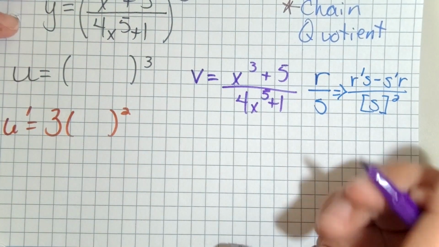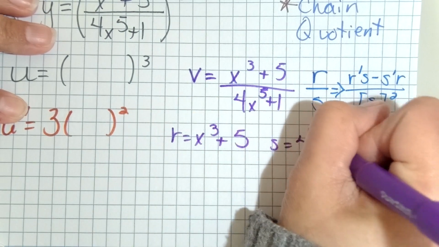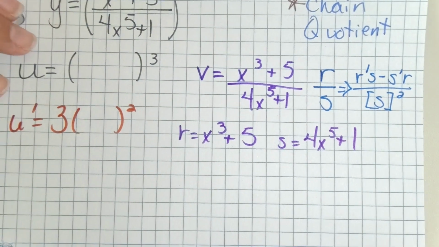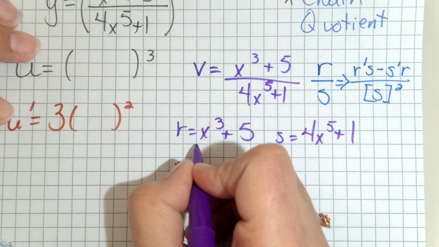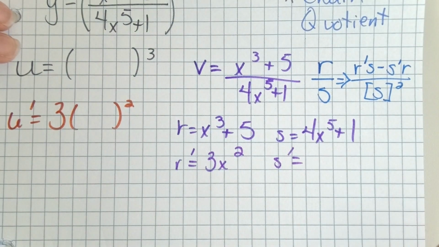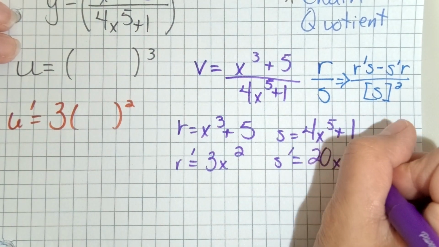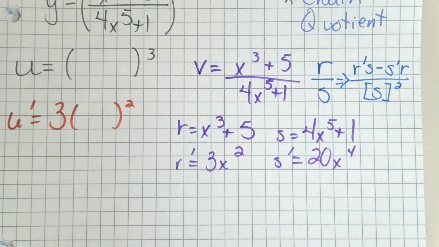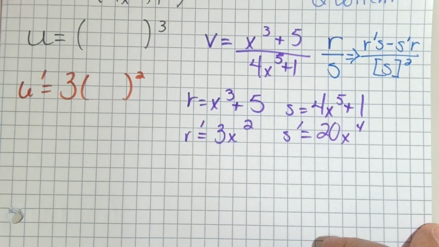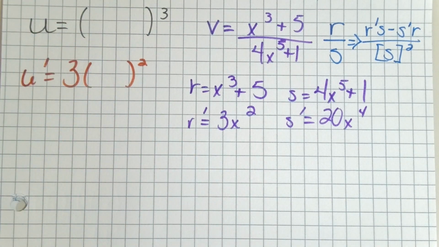What is R? Well, I already labeled it. Okay. What is the derivative of R? 3x squared, good. What is the derivative of S? 20x to the 4th. Are there any questions on where we got that from? Are we sure? Okay. Now let's put it together.